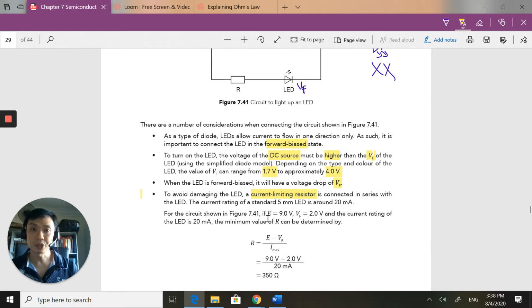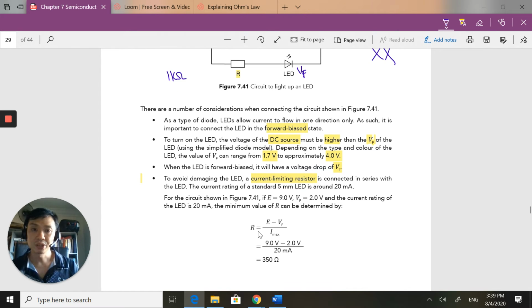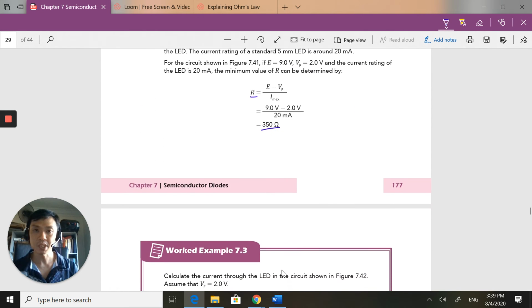Okay. So what value of R should I use? Now, typically in our coursework, I always say, you know what, just use a 1K resistor and be done with it. But if you really want to calculate it accurately, you can. To calculate the value of R, I take the EMF minus the forward voltage and divide by the max current that it can take. If the max current is 20 milliamps, for it to work perfectly, I take this value, put it in here, and I find that I would go to the cupboard and look for a 350 ohms resistor.